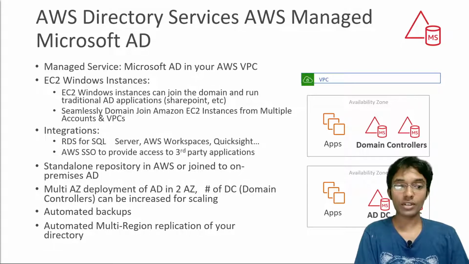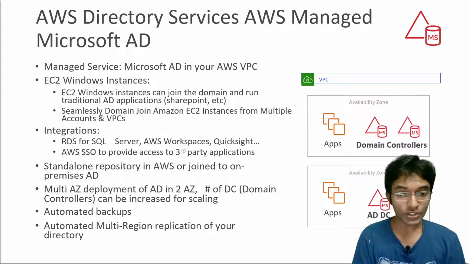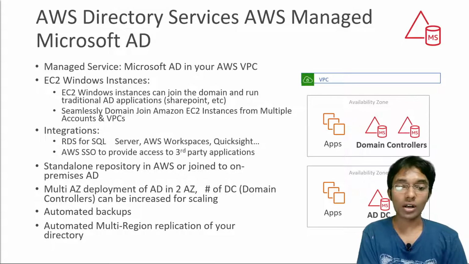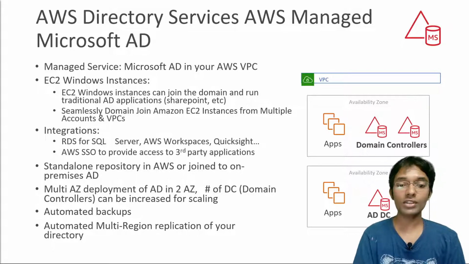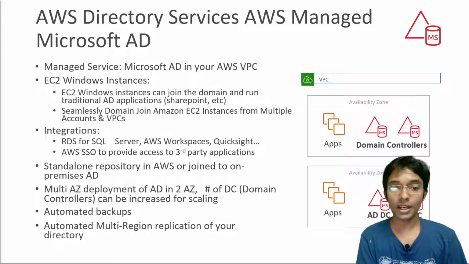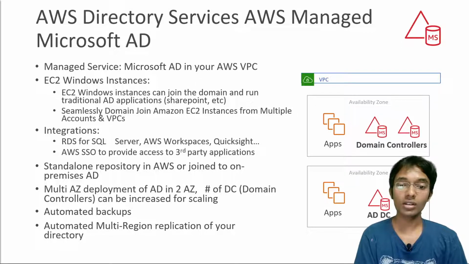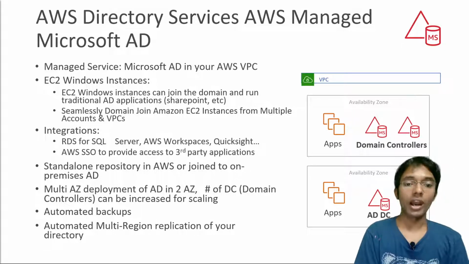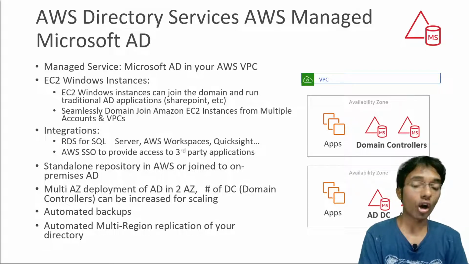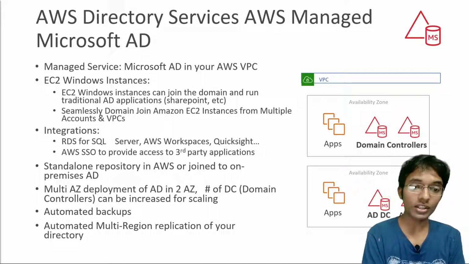So this is a feature directly coming out of the managed Microsoft AD, and finally we have integration. If we deploy a managed Microsoft AD in the cloud, we can use it seamlessly, integrated with RDS for SQL Server, WorkSpaces, QuickSight, and we can even create SSO, single sign-on, to provide access to third-party applications, and I have another program showing you this in a second. This directory, the managed Microsoft AD, can be a standalone repository in AWS, or it can be joined to your on-premise AD, and we'll see how to join it in a second.